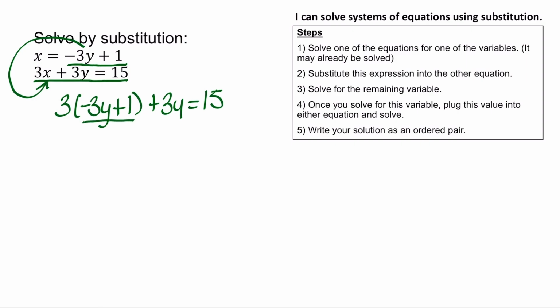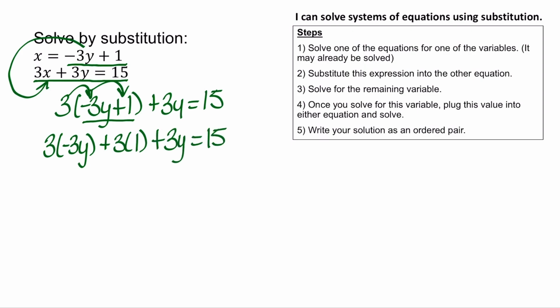Now look at this equation. It looks like one of those equations we were solving back in Unit 1, right? So we have to use the distributive property to start to simplify this. I'm going to distribute the 3 to everything within the parentheses. So I have 3 times negative 3y plus 3 times 1 plus 3y equals 15. When I simplify this, I get negative 9y plus 3 plus 3y equals 15.